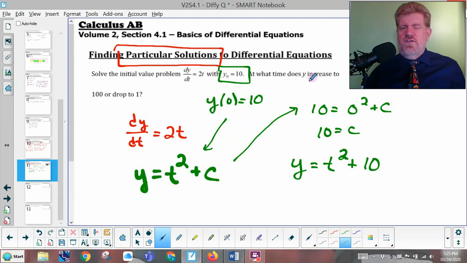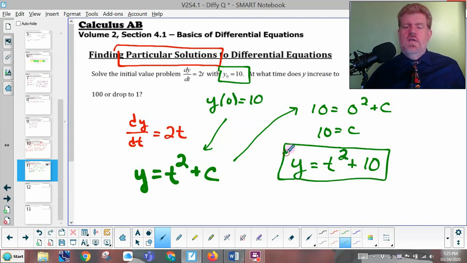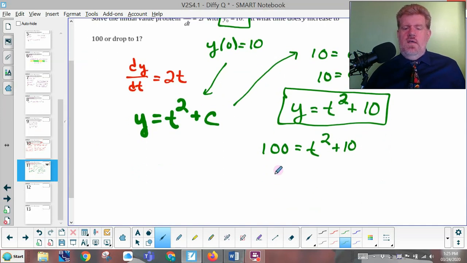So I threw a couple extra questions in for you. At what time does y increase to 100? Well, let's take our solution to our differential equation and let's set it equal to 100. Okay. Solve it. Subtract 10 from both sides. There we go. Square root.